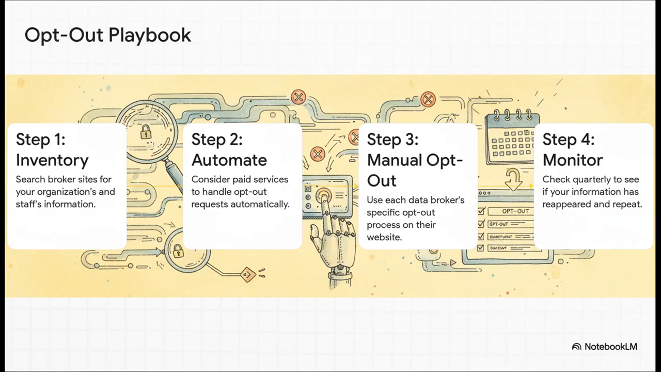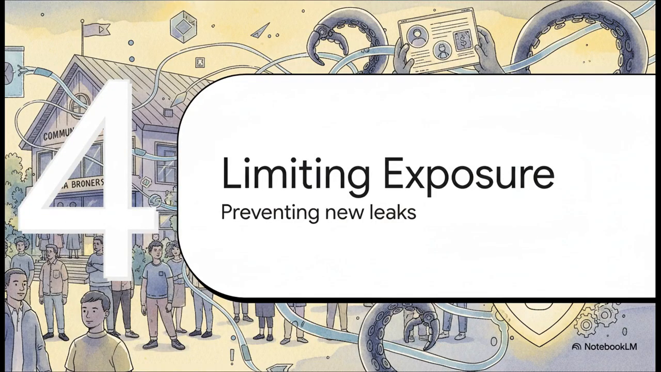First, you've got to see what's out there. Go search for your organization and your key staff on these broker sites. You need to know the scale of the problem. Second, you can use a paid service to automate the removal requests, which honestly can save a ton of time. Or third, you can roll up your sleeves and start doing it manually, using their own opt-out forms. And fourth, and this is so important, you have to monitor it. Your data will pop back up, so set a reminder to check every few months. Persistence is everything.